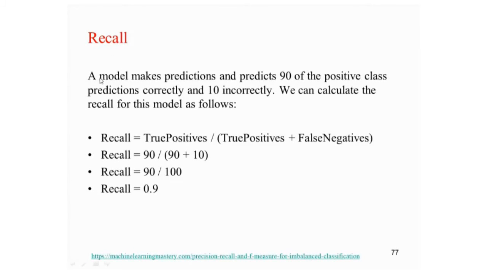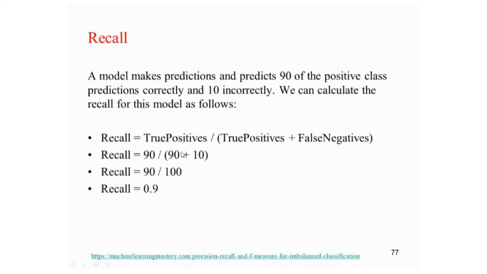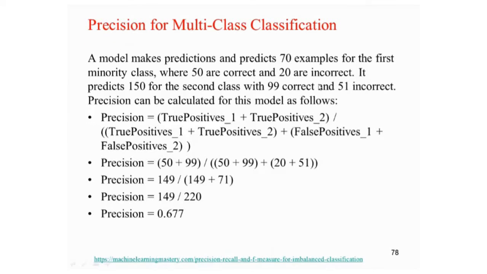Similarly, for the recall, a model makes the predictions and predicts 90 of the positive class correctly and 10 incorrectly. So in that case, you find the recall value after putting it into this formula. Recall is true positive divided by true positive plus false negative. Then finally, by taking the harmonic mean of this precision and recall, you can get the value for the F1 score.